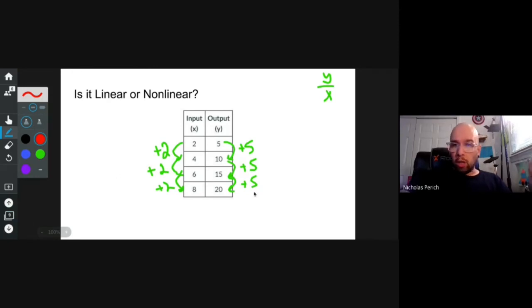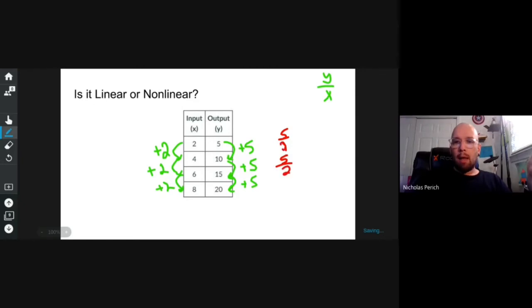So the change in the y's is this guy over that guy, which is x. 5 over 2 and 5 over 2 again and 5 over 2 again, the same exact number every time. This is linear. I didn't have to write out over here in red, but I did anyway because I'm not a math teacher. It's what I do.